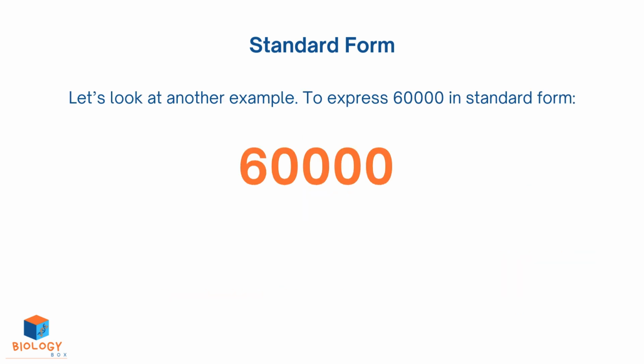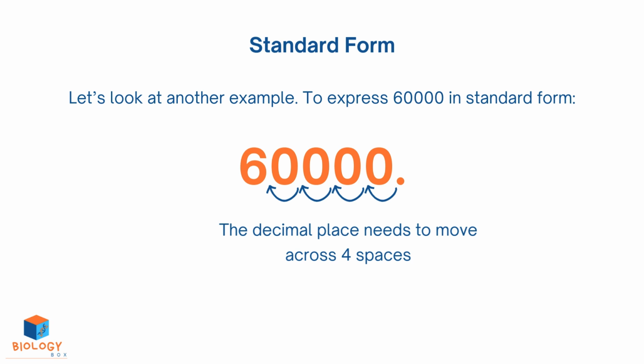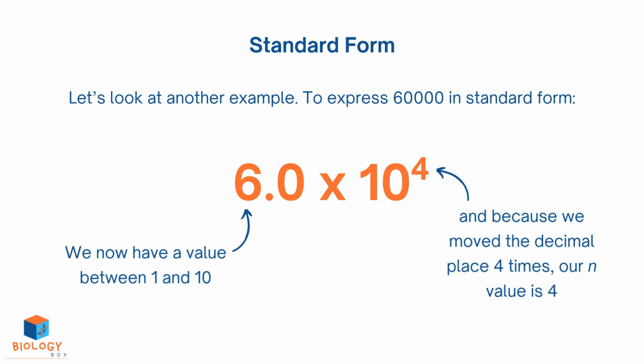Let's look at another example. To express 60,000 in standard form, the decimal point would start here. To put it in standard form, it must be a number between 1 and 10. So we want to have the number 6. The decimal place needs to move across 4 spaces. We now have a value between 1 and 10. And because we move the decimal place 4 times, our n value is 4.